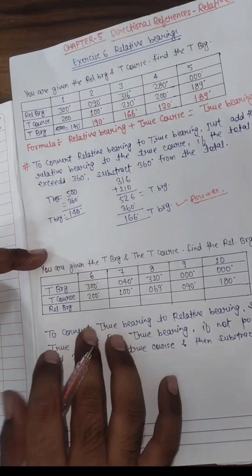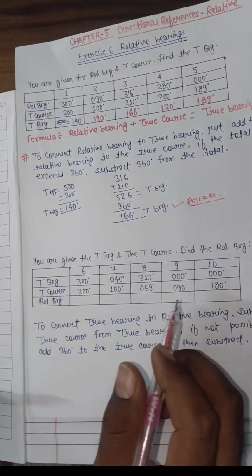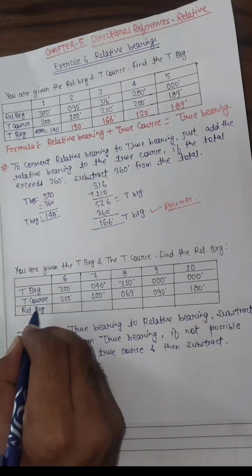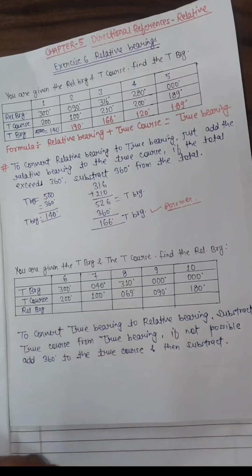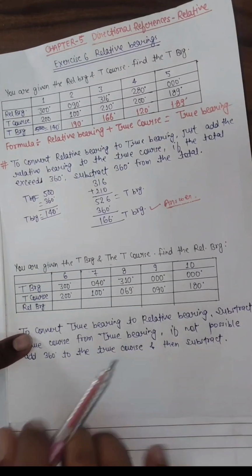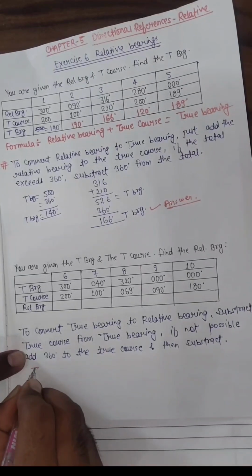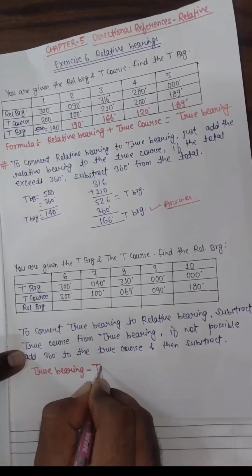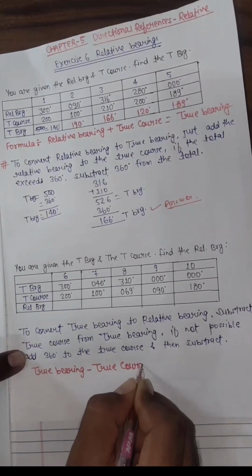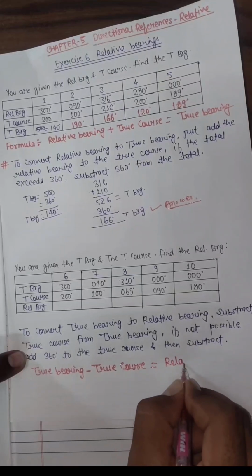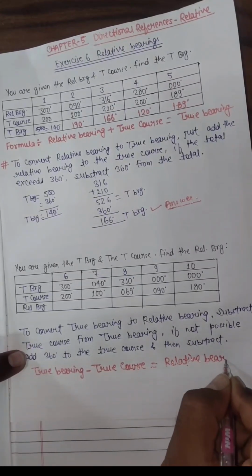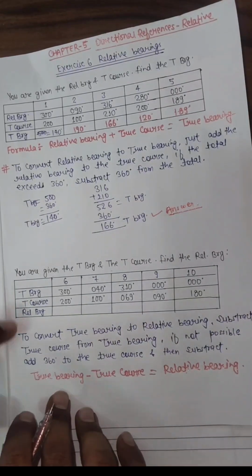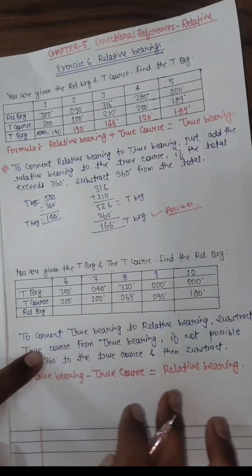Now let's move to the next question. You are given the true bearing and the true course. Find the relative bearing. So here the true bearing and true course are given, and we have to find the relative bearing. The formula to find the relative bearing is true bearing minus true course is equal to relative bearing. So you just subtract true course from true bearing and you will get the answer.